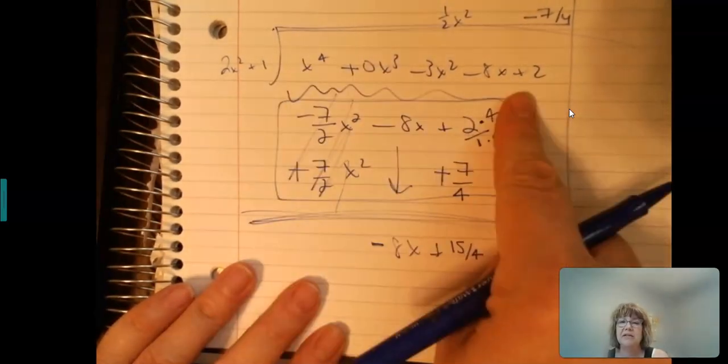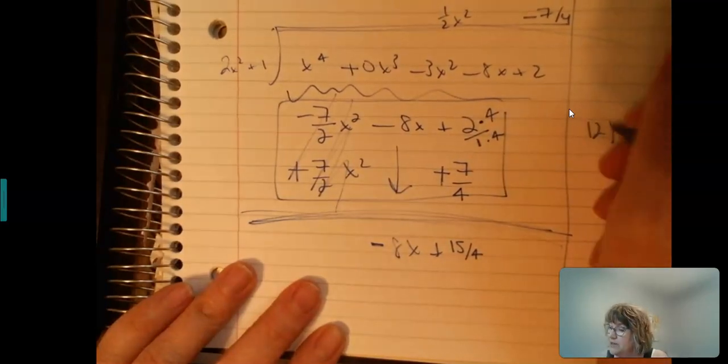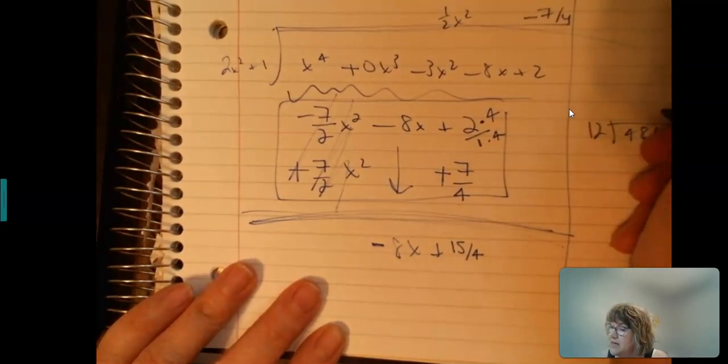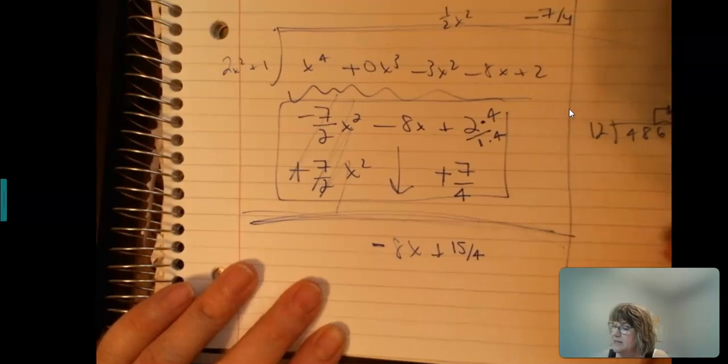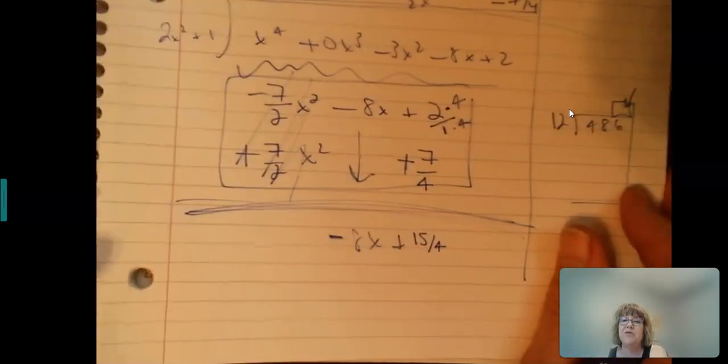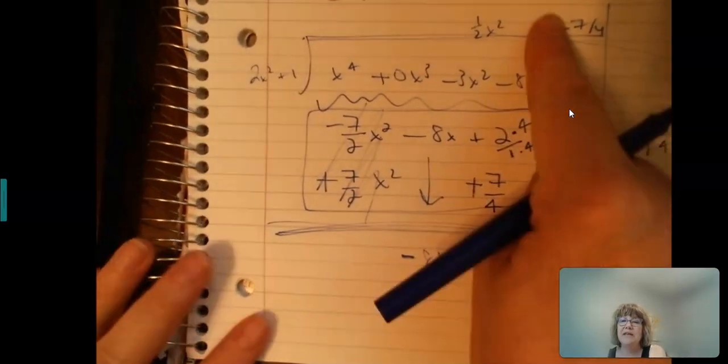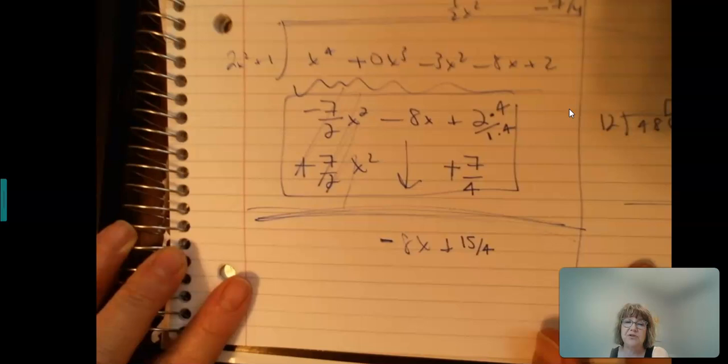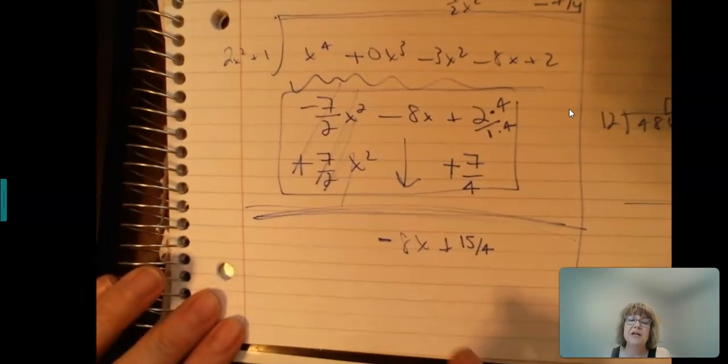Okay. And then you know you're done dividing when you run out of space. Like in a digit number, if you have 12 into 486, when you get to the last digit and bring stuff down, whatever's left is your remainder. There you go. So I'm at the constant, place value. So I'm done.